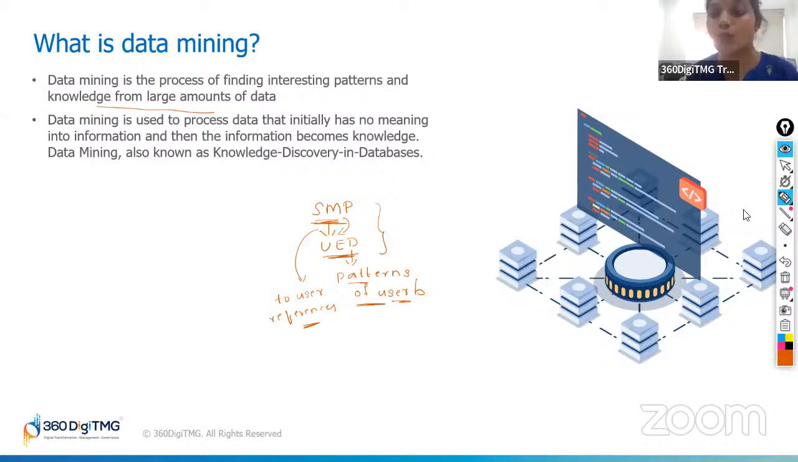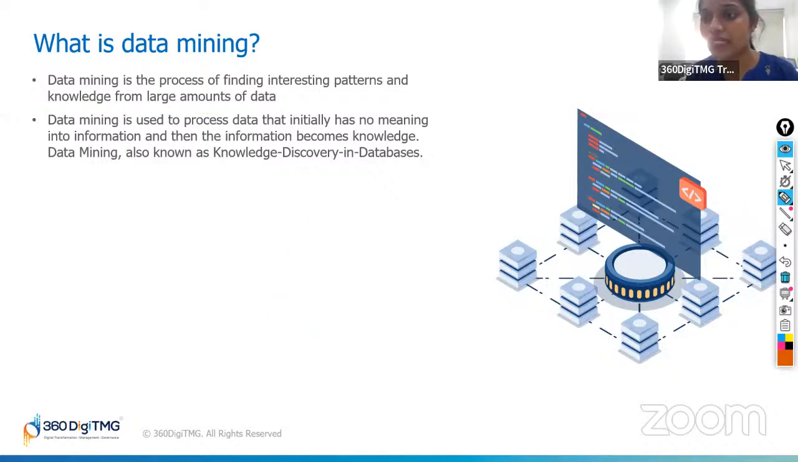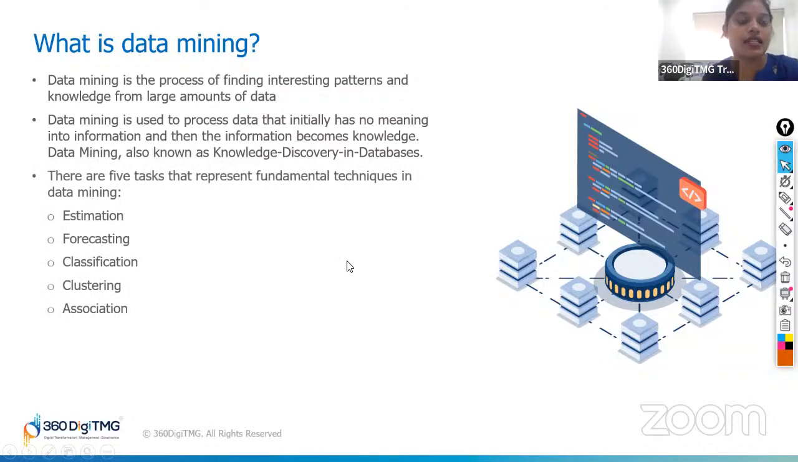Coming to the next one, we have various tasks present here. So what are the various tasks? There are 5 tasks that represent fundamental techniques in data mining. The first one is estimation, then forecasting, classification, clustering, and association.